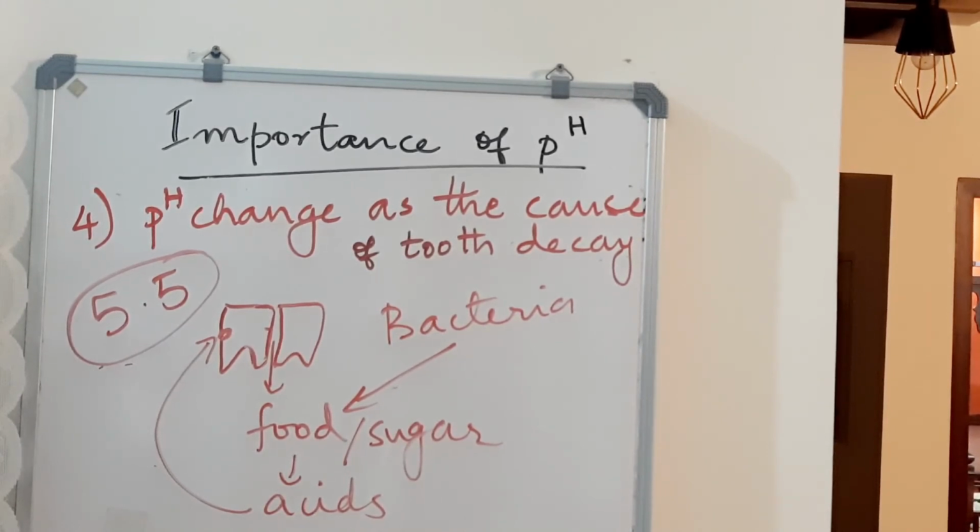How does the pH become less than 5.5? Whenever there are food particles left in between the teeth, the bacteria in the mouth act upon the food particles or sugar and convert them to acids. These acids corrode the teeth and that is how tooth decay starts. So always brush your teeth after every meal so that there are no food particles left in the mouth, and also use an alkaline toothpaste to avoid tooth decay.